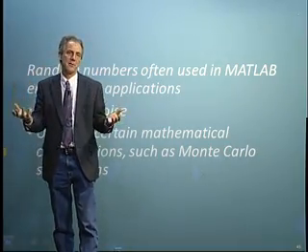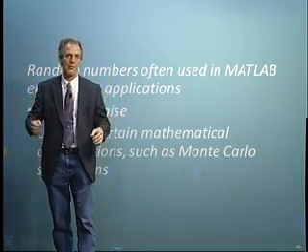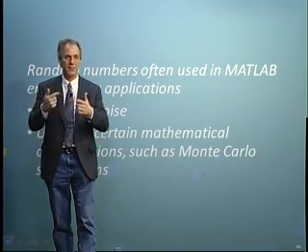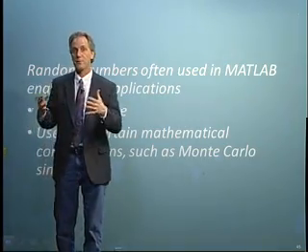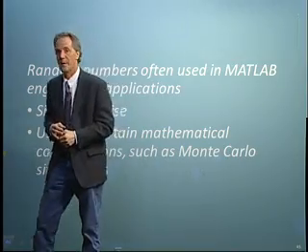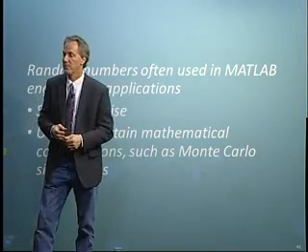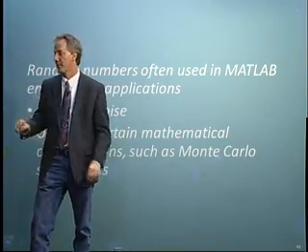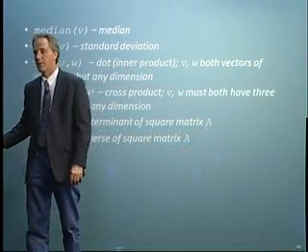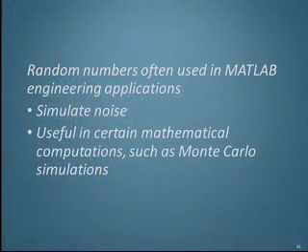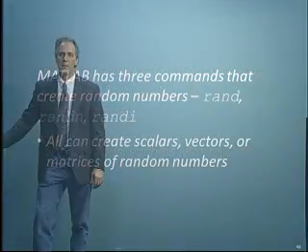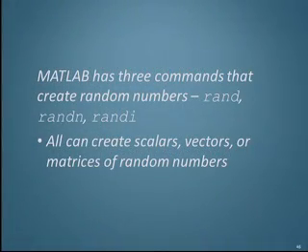Computers are so fast that kind of approach is actually very effective in the initial searching for solutions to tough mathematics problems and engineering problems. So there's a lot of reasons why random numbers, or pseudo-random numbers, are needed in engineering. Now there's three built-in commands for doing this: rand, randn, and randi. You can create scalars, vectors, or matrices of random numbers.